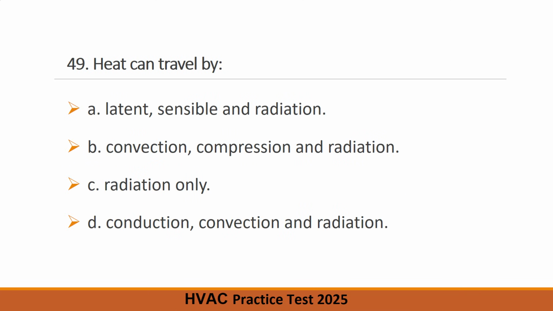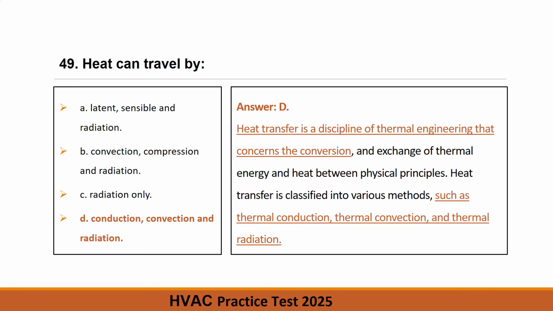49. Heat can travel by A. Latent, sensible, and radiation. B. Convection, compression, and radiation. C. Radiation only. D. Conduction, convection, and radiation. Answer, D. Heat transfer is a discipline of thermal engineering that concerns the conversion and exchange of thermal energy and heat between physical principles. Heat transfer is classified into various methods, such as thermal conduction, thermal convection, and thermal radiation.